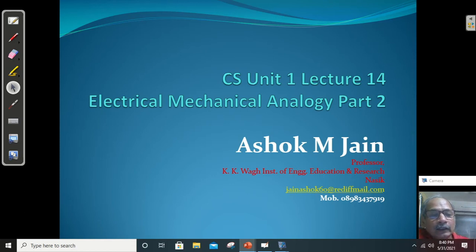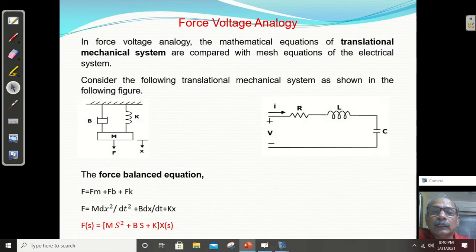Now today I am going to take the electrical mechanical analogy. We are going to discuss the force voltage analogy. We have two types of analogy: force voltage and force current. Here we have three elements in the mechanical system. This force voltage analogy I am going to develop. In a force voltage analogy, the mathematical equations of the translational mechanical system are compared with the mesh equations, that is KVL, of the electrical system.